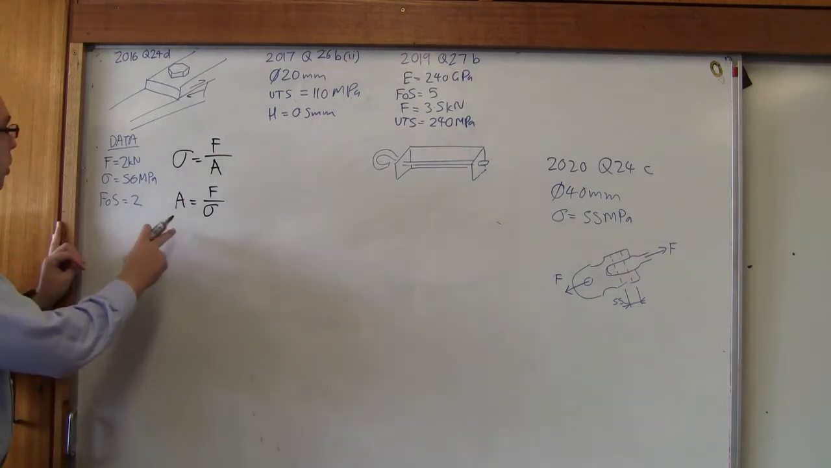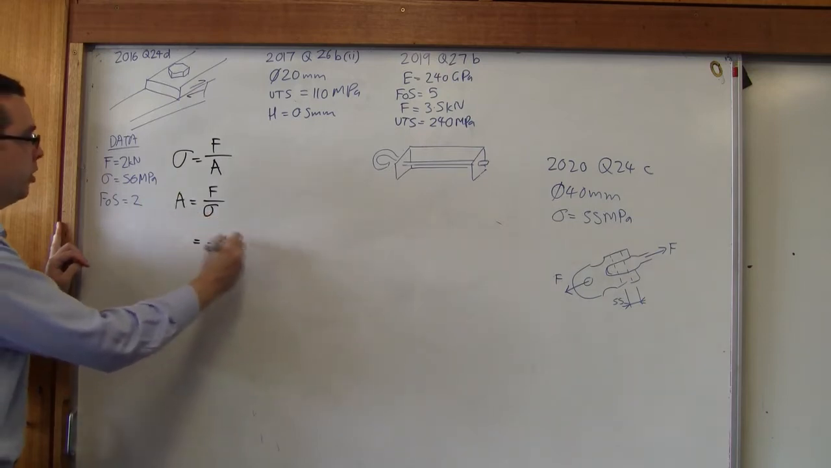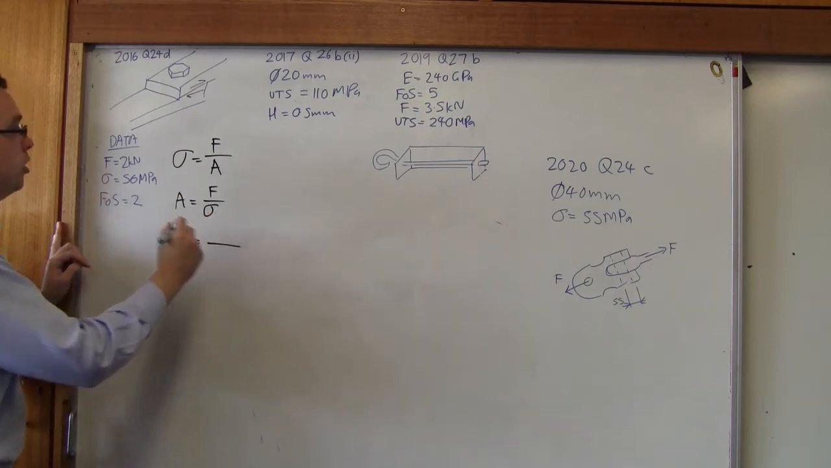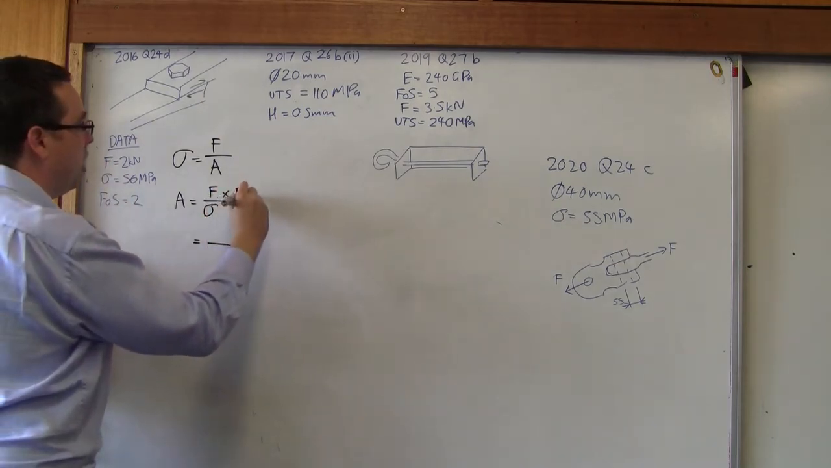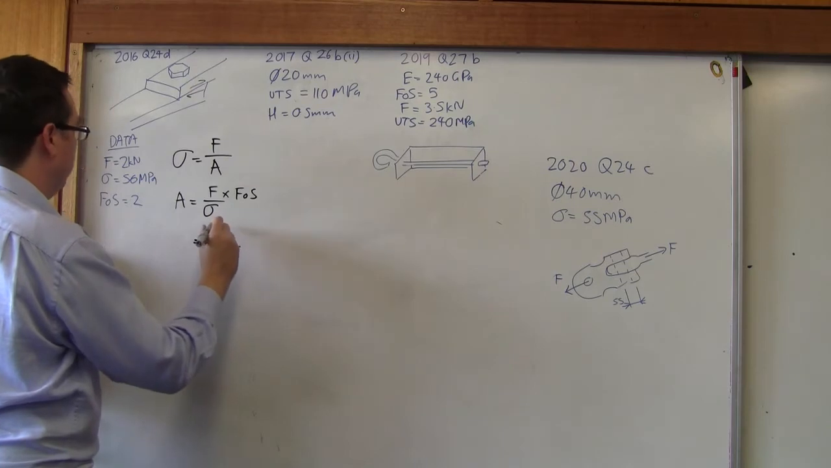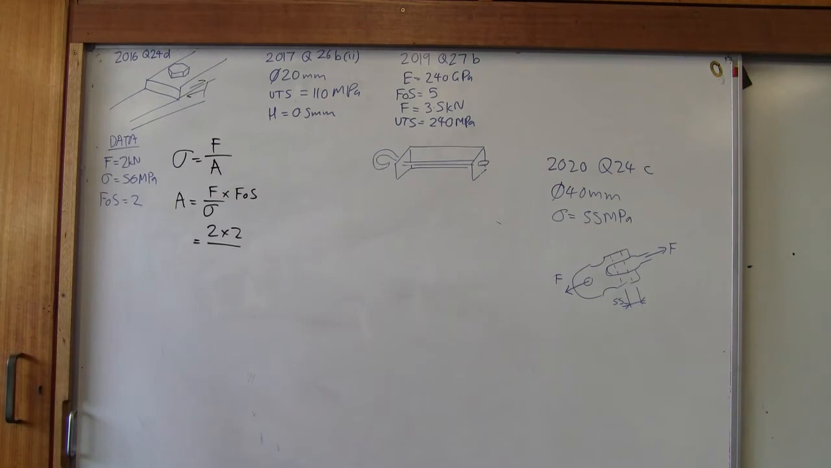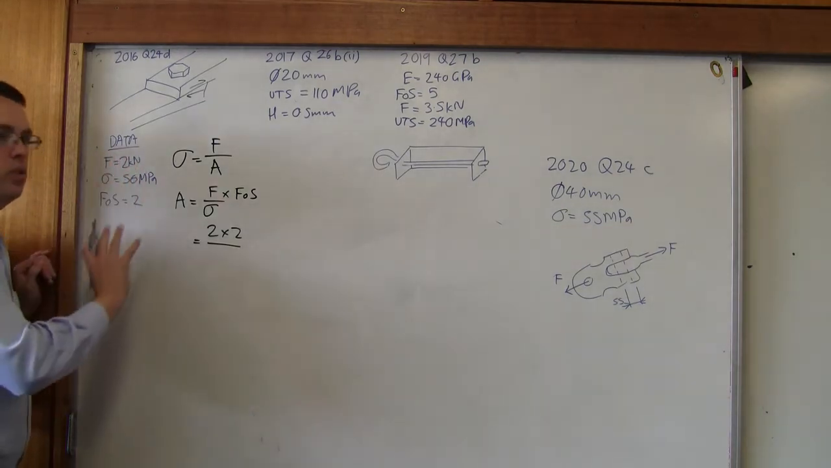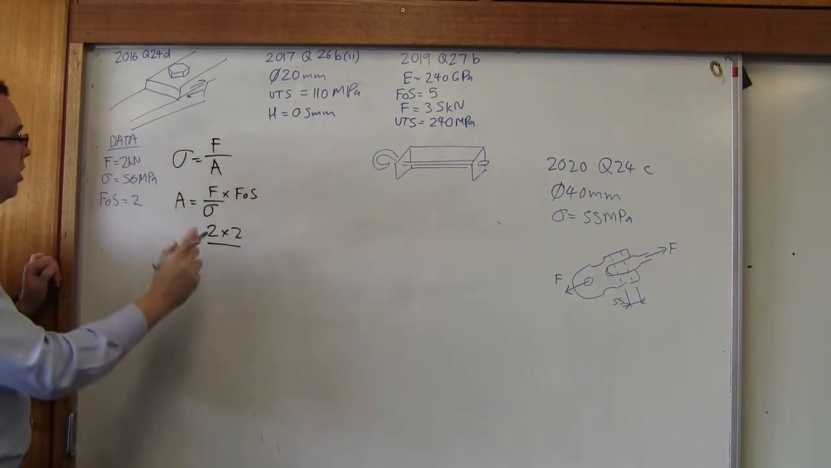Okay. So we're finding the area, and we're going to apply this formula. Our force is 2 kilonewtons, but because the factor of safety is 2, we're going to add in here times the factor of safety. So we're going to say 2 times 2. Hopefully I've got the right information: factor of safety is 2. This is not really how you do factors of safety in the working world, but it works for HSC because you're not there yet.